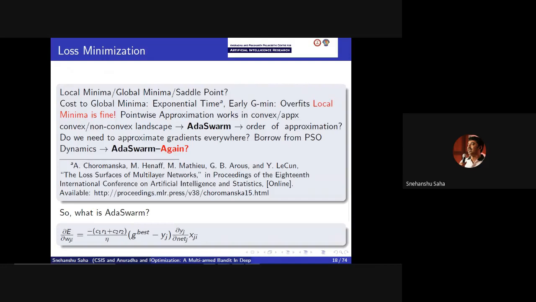And in fact, this is the paper that I was talking about by LeCun and others: in a multi-layer neural network, if you try to find the global minima, as the network size increases, the time to find the global minima actually becomes exponential. So the idea is, if there is a loss function that is difficult to compute, is there a way to approximate it using some other tools that we have? And that is what AdderSwarm talks about. It's a combination of Adam and particle swarm.